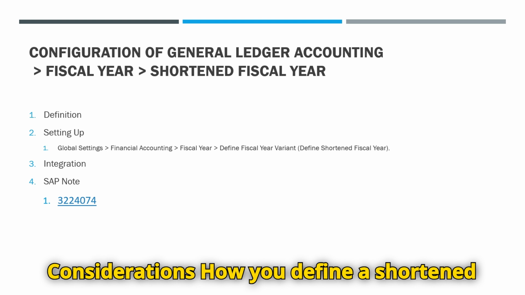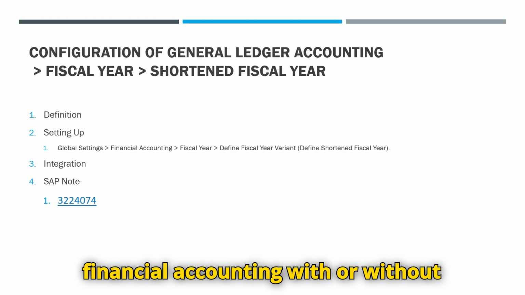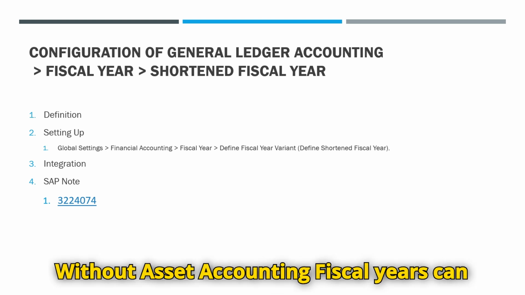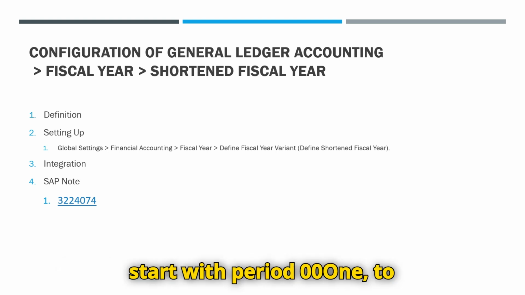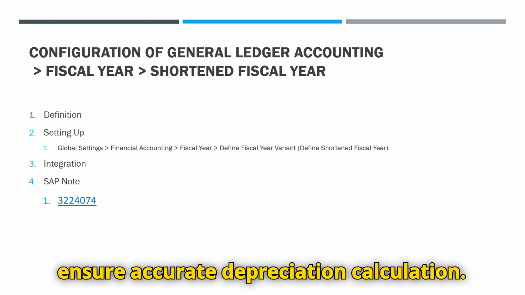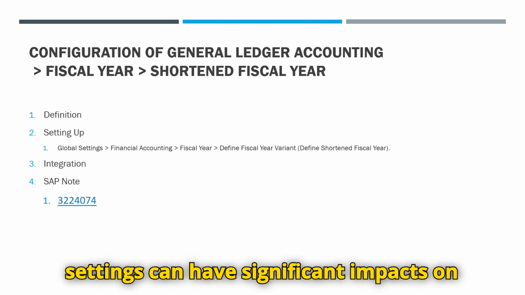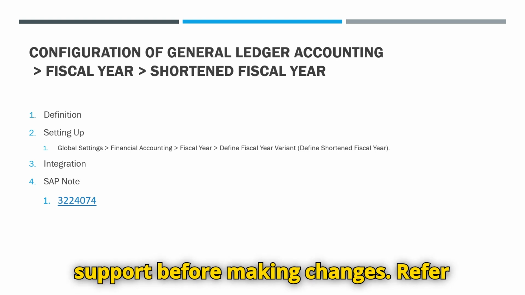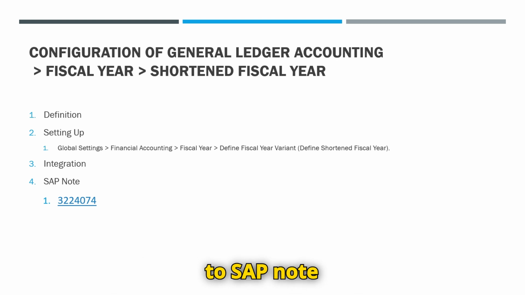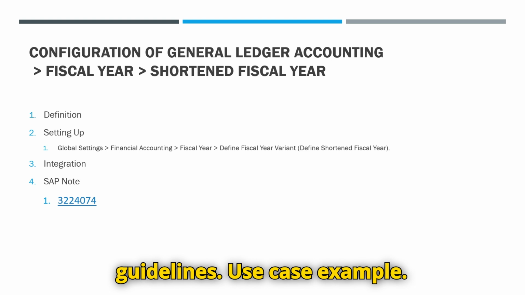Integration considerations. How you define a shortened fiscal year depends on whether you use financial accounting with or without asset accounting. Let's break it down. Without asset accounting, fiscal years can start with any user-defined period. With asset accounting, fiscal years must start with period 001 to ensure accurate depreciation calculation. Cautionary notes. Modifying fiscal year settings can have significant impacts on your system. It's crucial to consult SAP support before making changes. Refer to SAP Note 322407 for detailed guidelines.